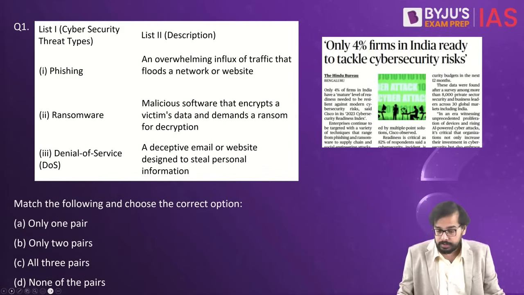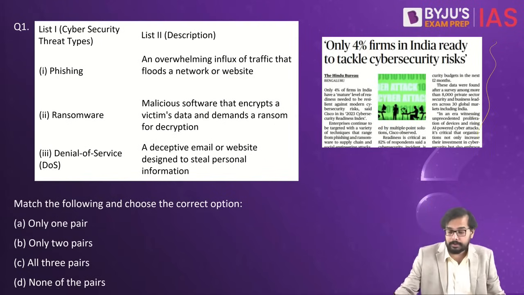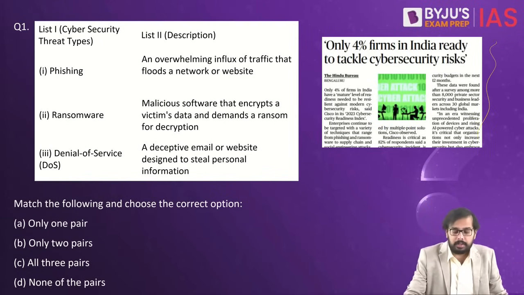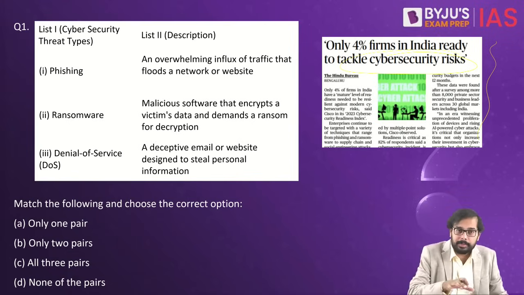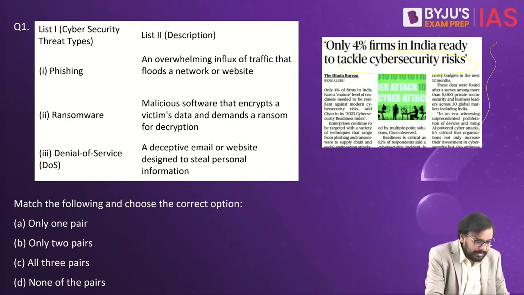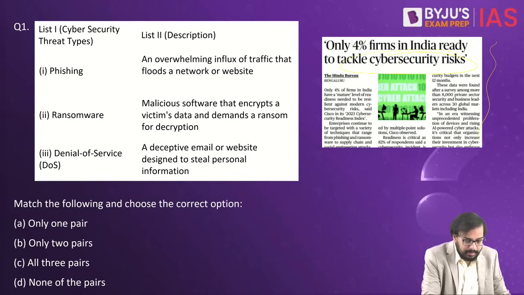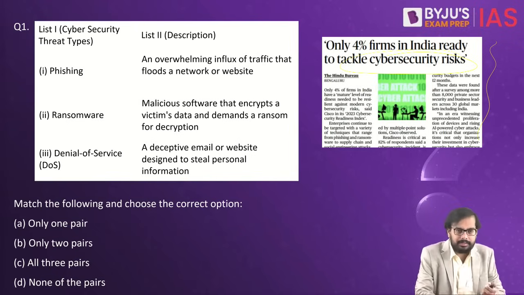So the first question is from the article that said that only 4% of India's firms have the capacity to tackle cybersecurity risks. Based on this topic, we'll be taking up the question. List one is your cybersecurity threat types, and this is your list two. You have to match them. You have to just see whether column one is matching with column two or not.